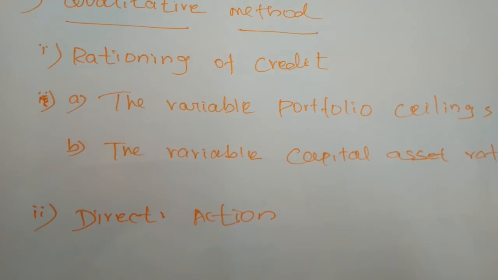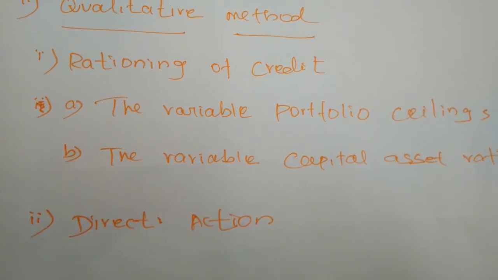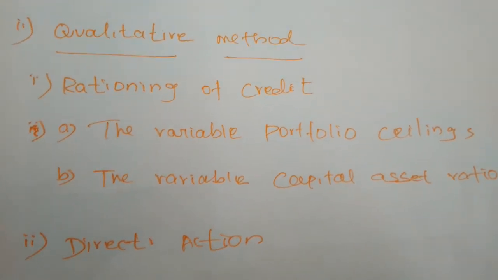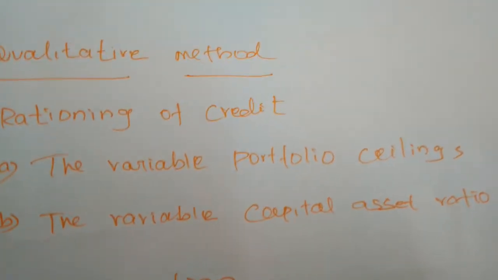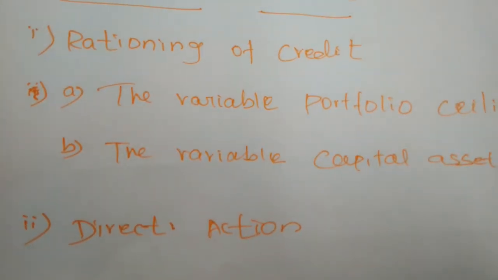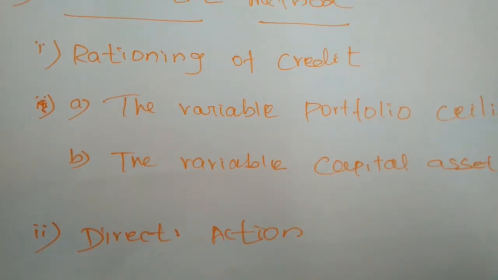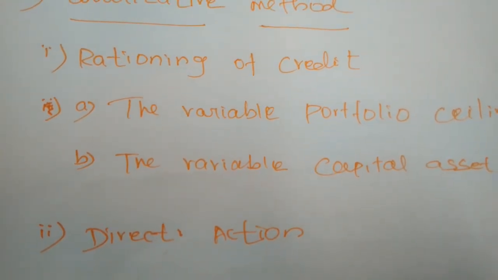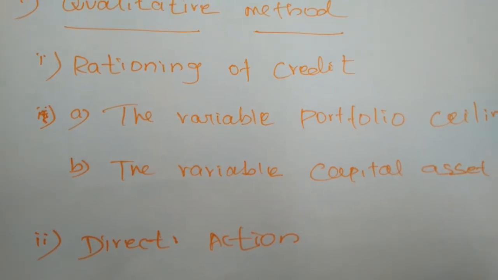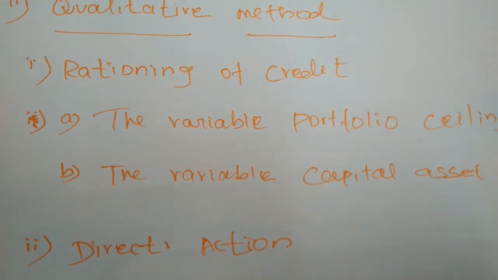The rationing of credit has two types. First one is the variable portfolio ceilings, in which the central bank fixes a ceiling or maximum amount of loans and advances for every commercial bank.